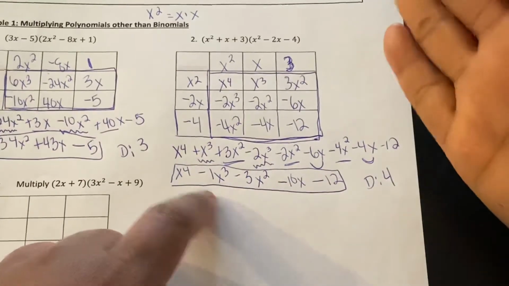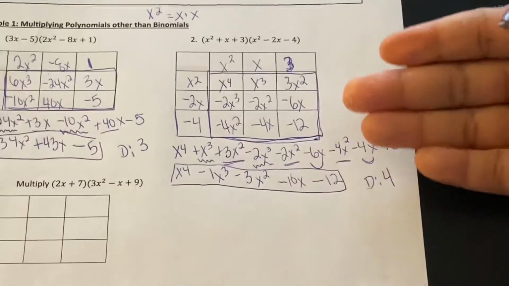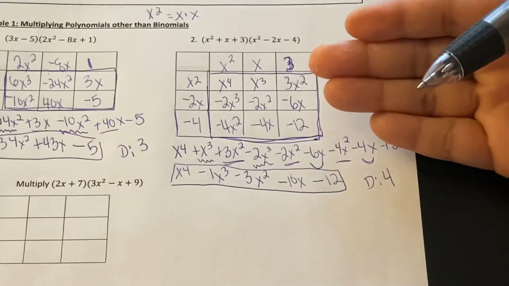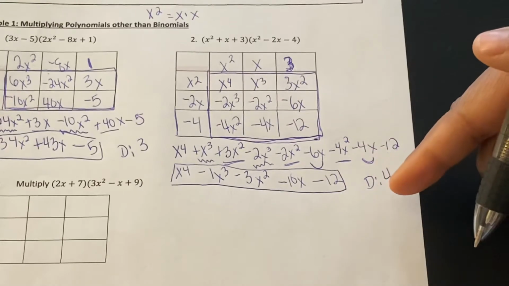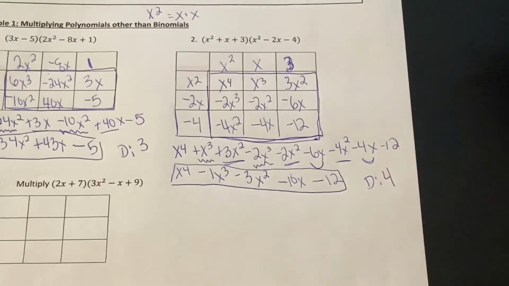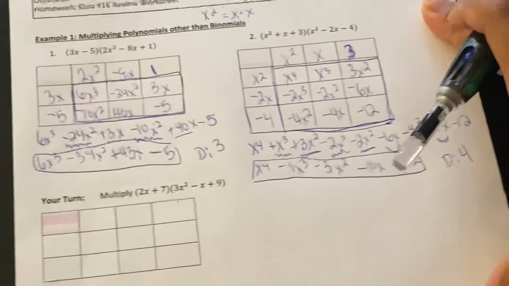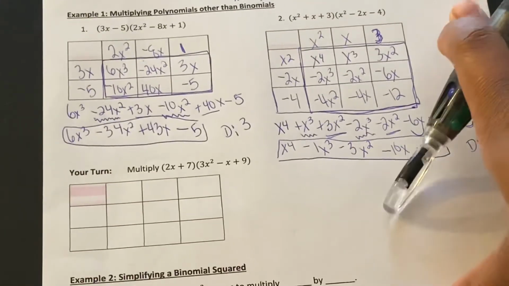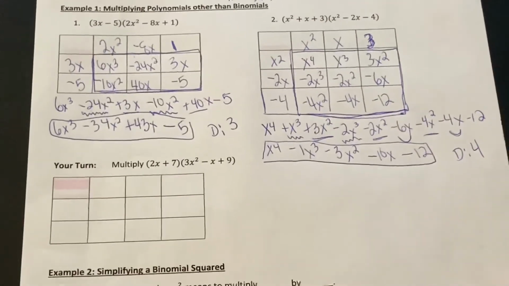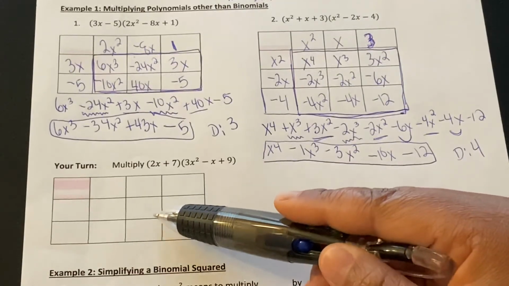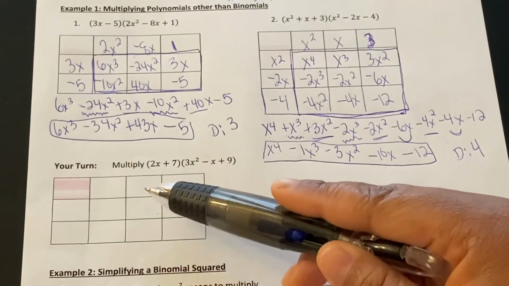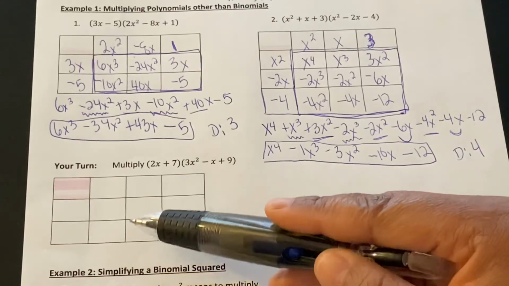The only difference here, guys, is that it's more numbers, so therefore it's more steps. We just had more like terms that we had to process. Using these two examples, I want you now to pause the video and try to do one on your own. The box is already set up for you. Plug in your binomial and your trinomial and do your multiplication.